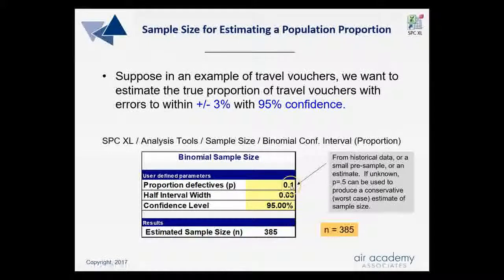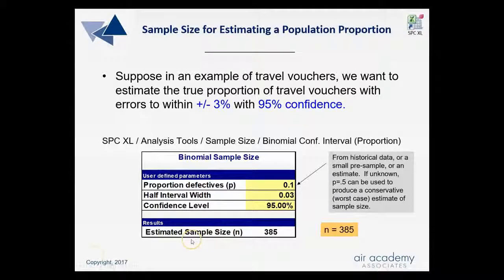But let's say in this case we have a 0.1. We say about 10% of our vouchers in the past have had problems or errors. So then you put 0.1. Again, you don't put the percent there. You put the proportion, or 0.1. That's what this P represents, a proportion of defectives in the population, our estimate of it, and 0.03 would give us a sample size of 385.